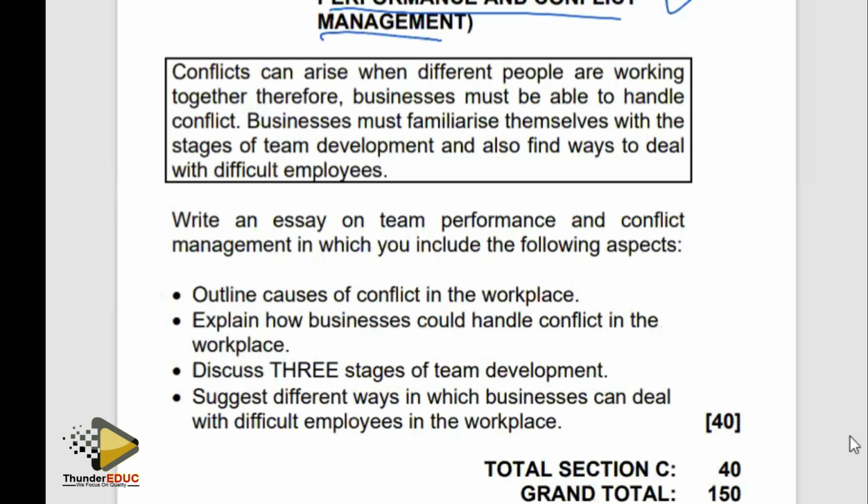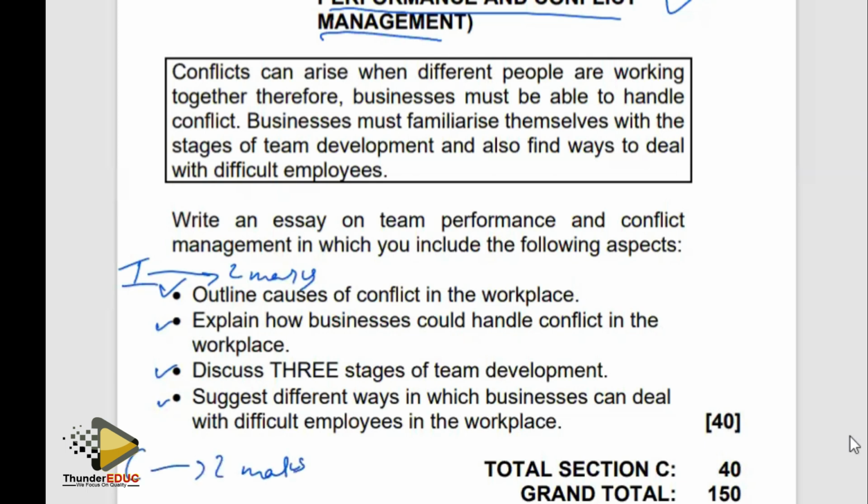Write an essay on team performance and conflict management in which you include the following aspects. Outline the causes of conflict, explain how businesses could handle conflict in the workplace, discuss 3 stages of team development, and suggest different ways in which businesses can deal with difficult employees. Remember, you should have your own introduction of 2 marks and your own conclusion of 2 marks.